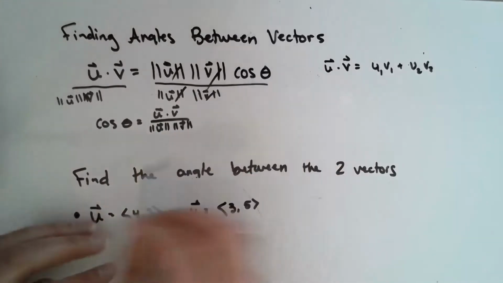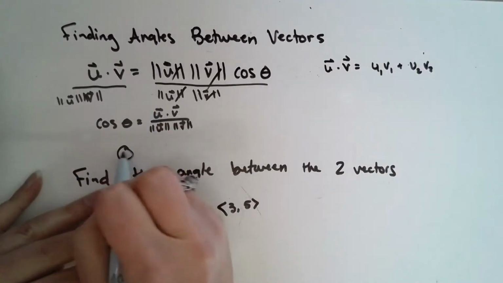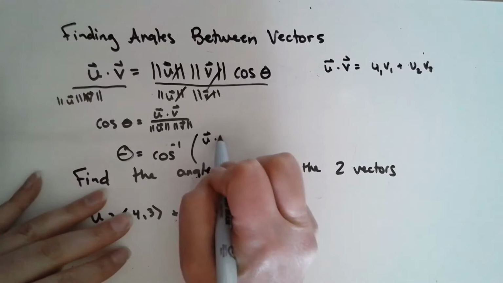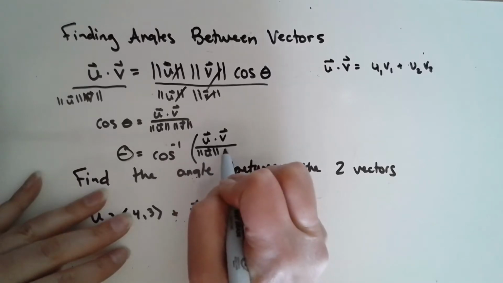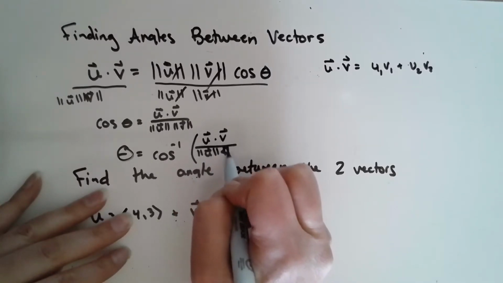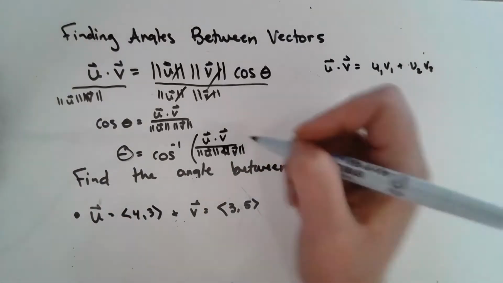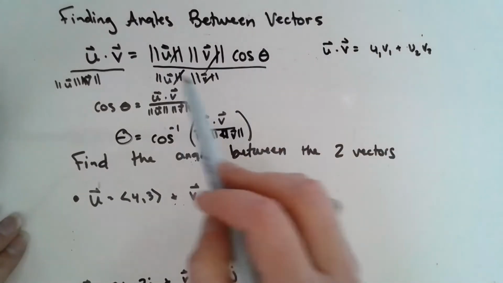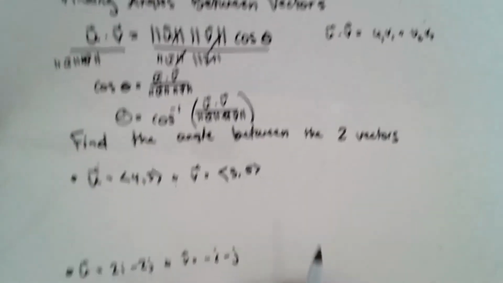magnitudes. And then if I was trying to find theta, to get rid of cosine, I do the inverse. So theta equals cosine inverse of u dot product v over the magnitude of u times the magnitude of v. We are going to use this formula right here to find the angle between two vectors. All we did is take this and solve it for theta, because as I said, we use this one to find the angle.